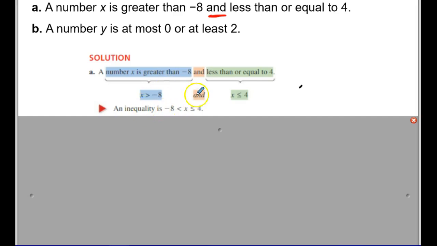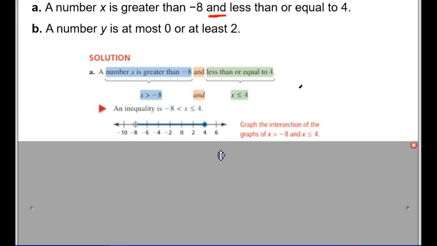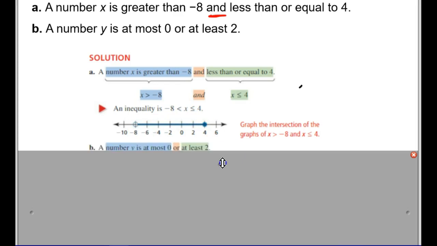So I always want to write my and statements where this is the lowest value possible and this is the highest value possible, and my variable is in the middle. So then when I graph it, I just graph the intersections, so where they overlap. So I would graph that -8 is less than x, so it's an open circle on -8, and then it's less than or equal to 4, so it's a closed circle on 4. And this is an and, so this is where they intersect and where they meet.